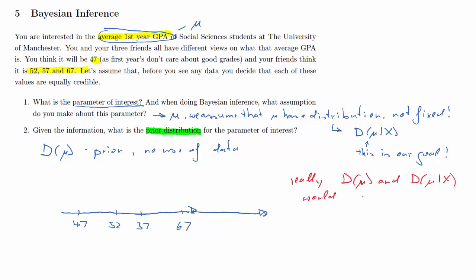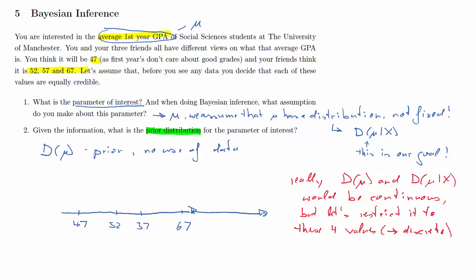Both the prior and what we will later call the posterior distribution should be continuous distributions. But for simplicity in this example, we shall restrict it to be a discrete distribution, so we will only consider these four possible values. We will not entertain that mu could take any other values. That's of course unrealistic, but the idea of Bayesian inference can nevertheless be illustrated using this.